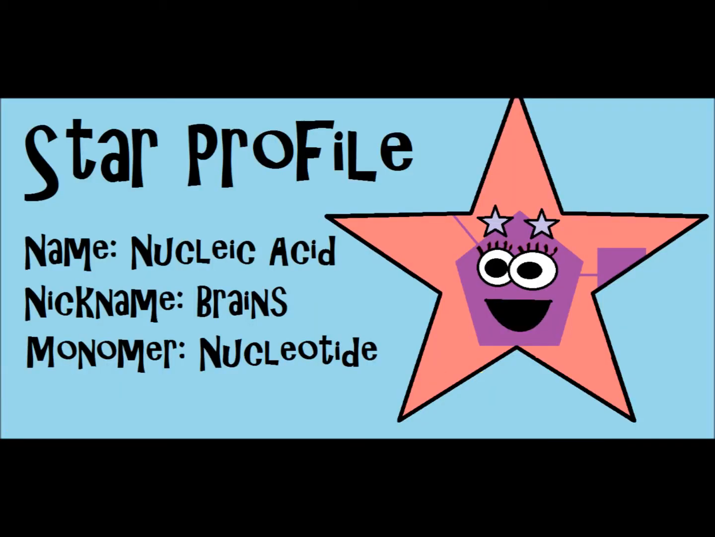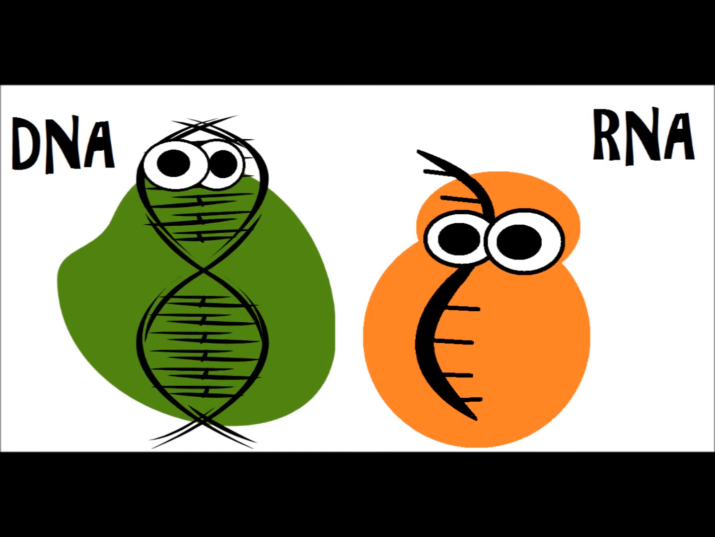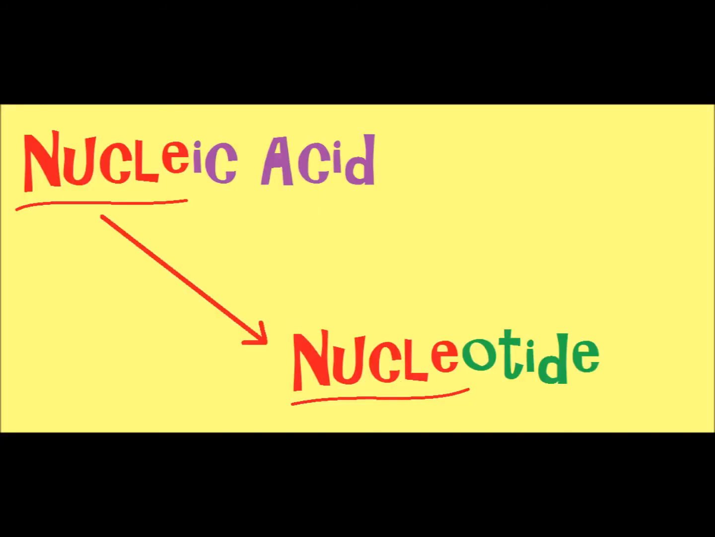Okay, the last big biomolecule is known as a nucleic acid. Nucleic acids include DNA and RNA, which we'll get to when we get to genetics. They have a monomer called a nucleotide. That's going to be a really easy one for you to remember, because nucleotide kind of sounds like nucleic acid. And again, they're going to code your genetic traits.